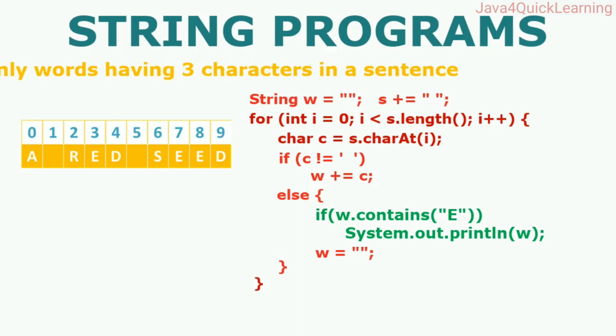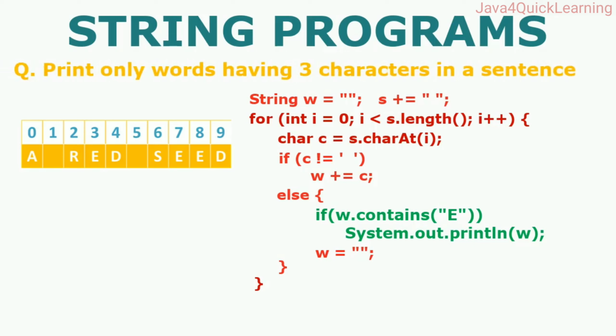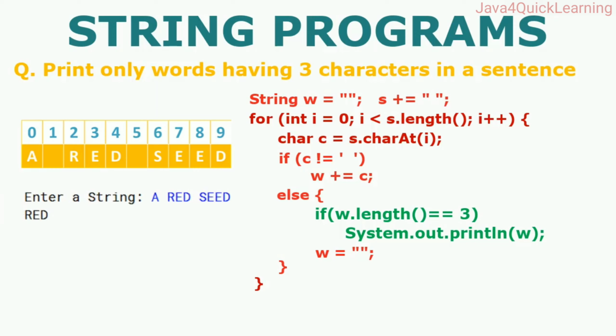The program could also be to print only words which have 3 characters. We will just change our if condition to check which of our words have length 3. If yes, we will print it. This will give us the desired output and the program.